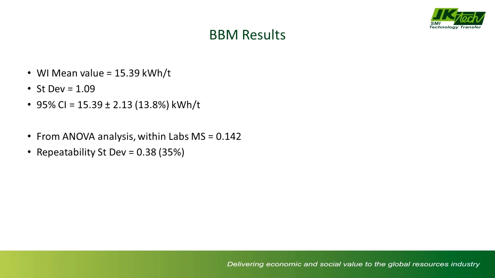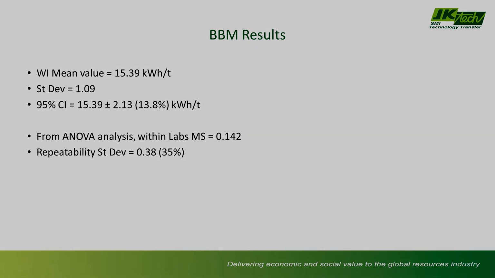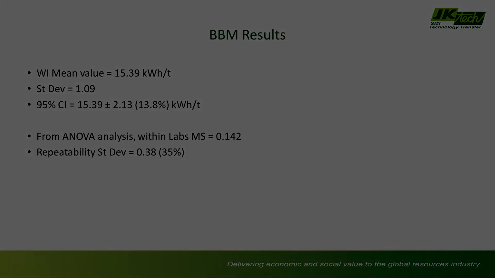The interesting thing, especially with the Bond test, is looking at repeatability. The repeatability standard deviation is only a third of the overall variability. So that means almost 2/3 of the variability that we saw in the Bond ball mill results came from differences between the labs. So there's definitely, I think, work that could be done to try and standardize that test and get better agreement between the labs.